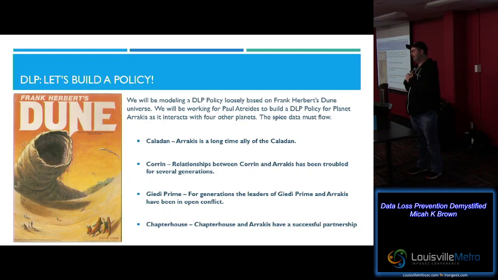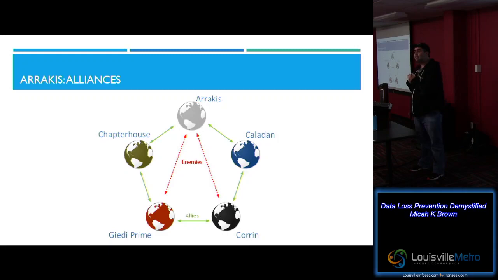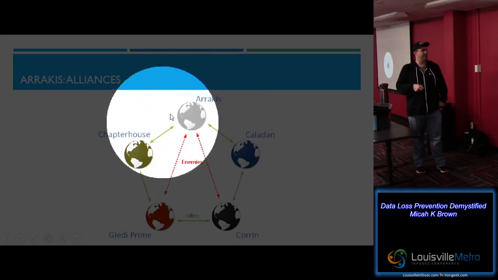So the first part about building a good DLP policy is knowing the players. Next, we make a map of how the data must flow. So here we can clearly see that we are going to be Arrakis here. And we are friends with Chapter House and friends with Caladan. But we are enemies with Giedi Prime and Corrin.